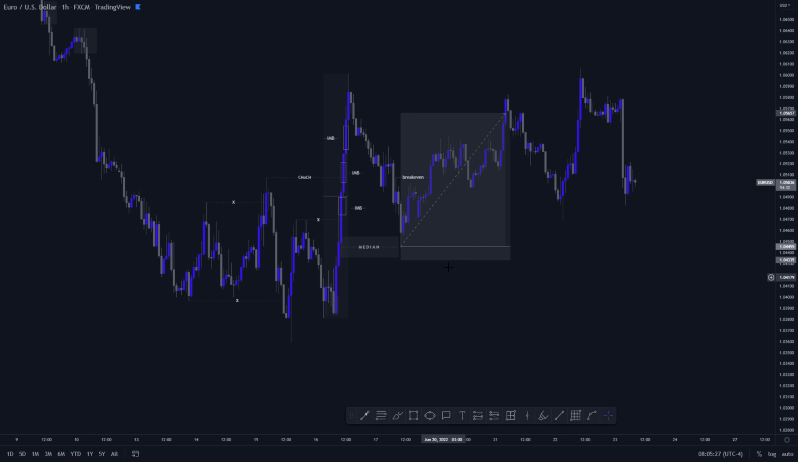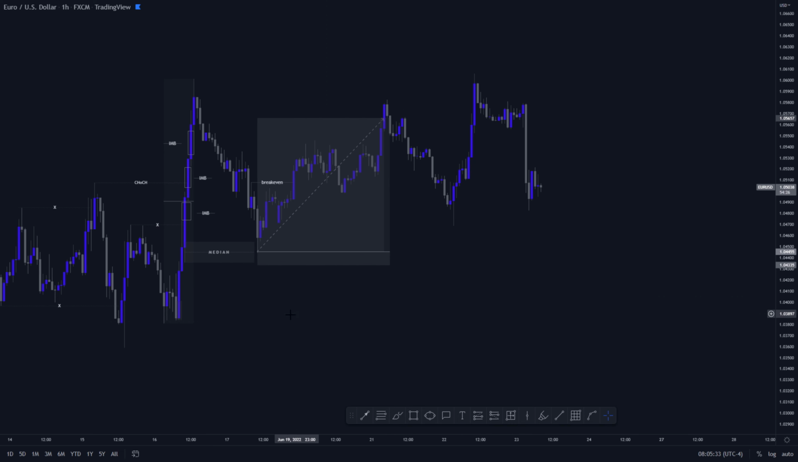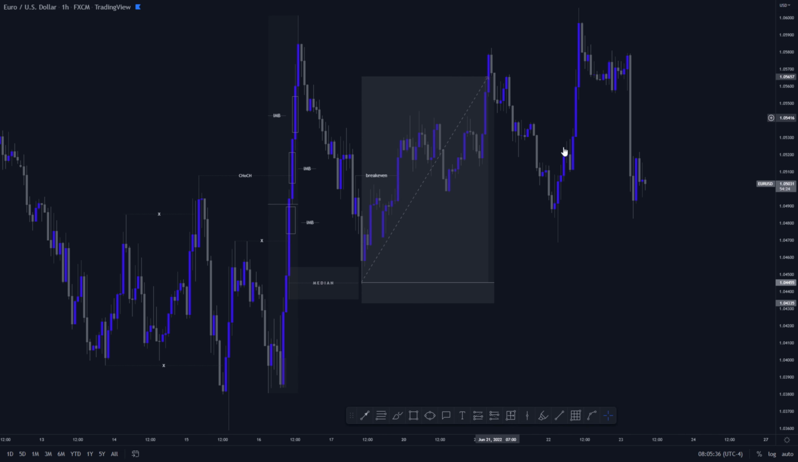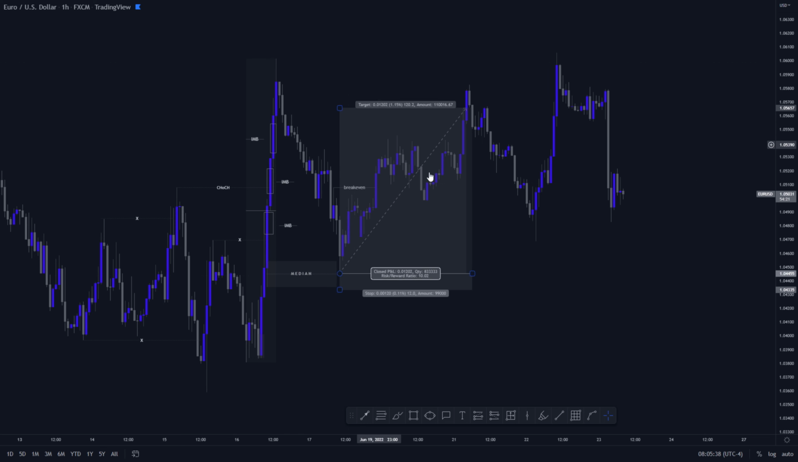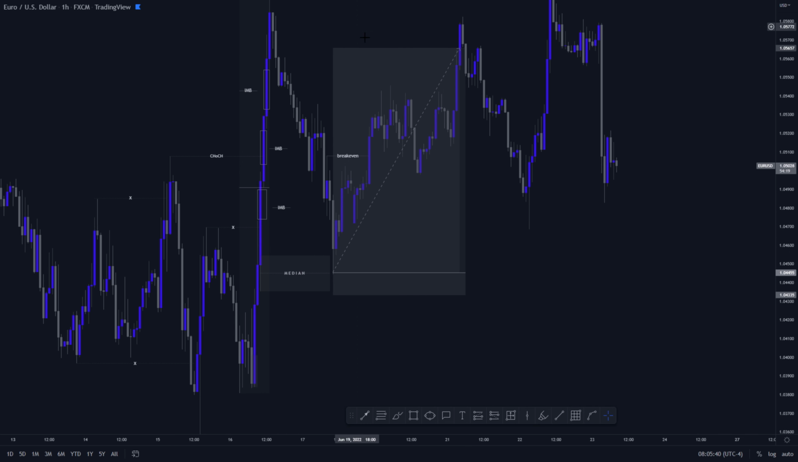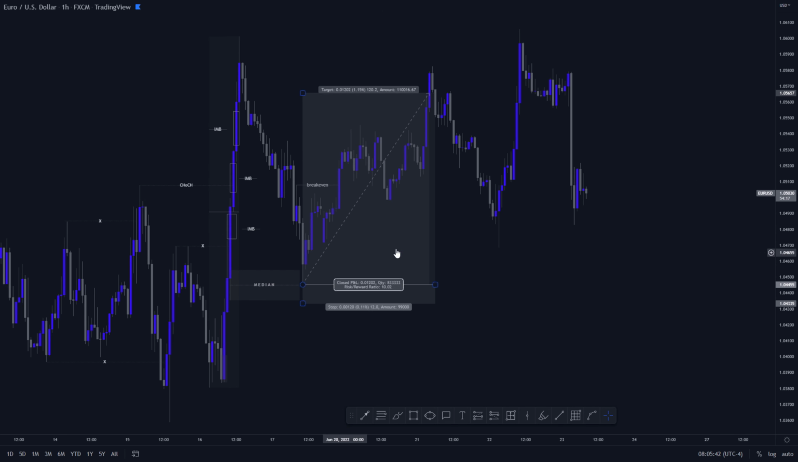Kind of just map out an area of interest, or an area right before that impulse to the downside, guys. Once we had this trade running in profit, guys, yeah, this is where I went break even. I did want to talk about another position that you could have taken. Let's say you missed this move, guys.